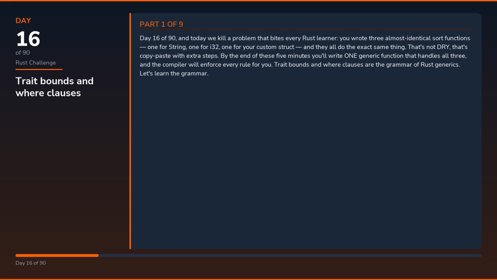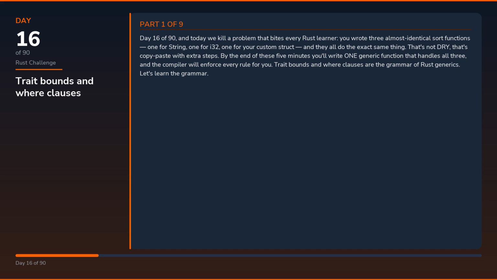Day 16 of 90, and today we kill a problem that bites every Rust learner. You wrote 3 almost identical sort functions, one for String, one for i32, one for your custom struct, and they all do the exact same thing. That's not DRY, that's copy-paste with extra steps. By the end of these 5 minutes you'll write one generic function that handles all 3, and the compiler will enforce every rule for you.